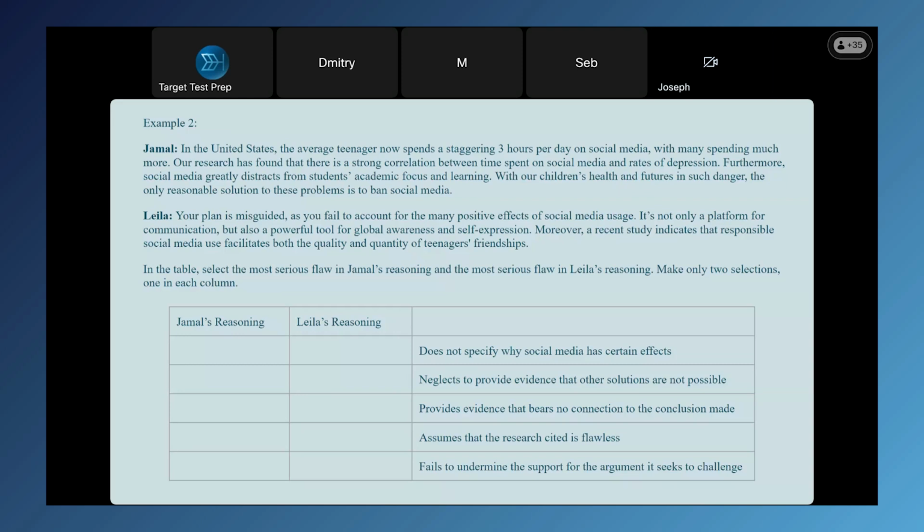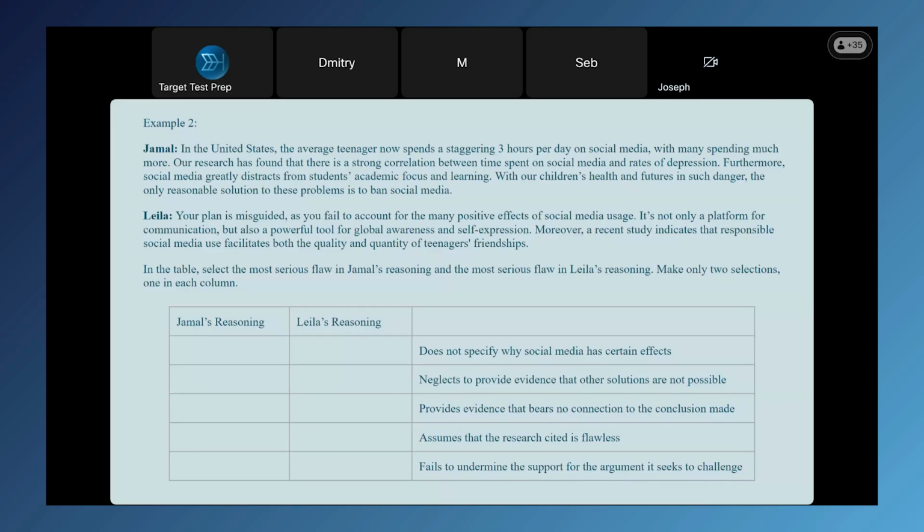Okay. Jamal: In the United States, the average teenager now spends a staggering 3 hours per day on social media, with many spending many more hours. Our research has found that there is a strong correlation between time spent on social media and rates of depression. Furthermore, social media greatly distracts from students' academic focus and learning. With our children's health and futures in such danger, the only reasonable solution to these problems is to ban social media.